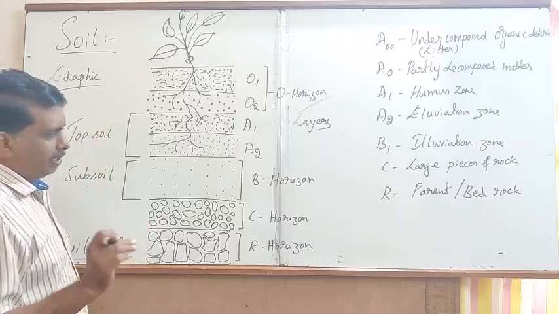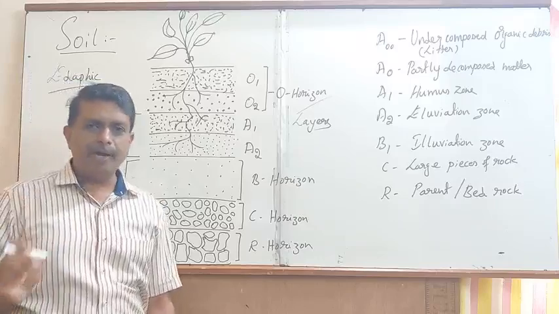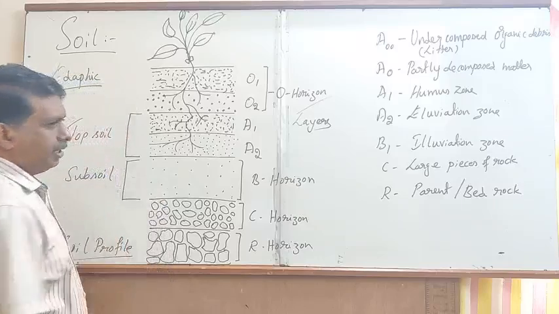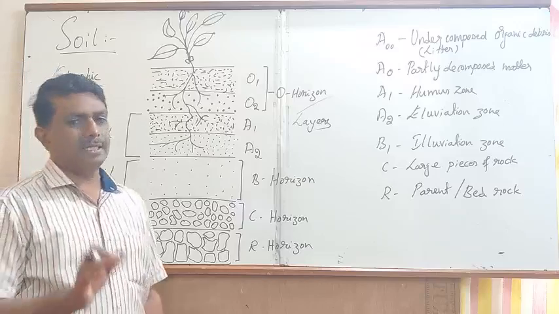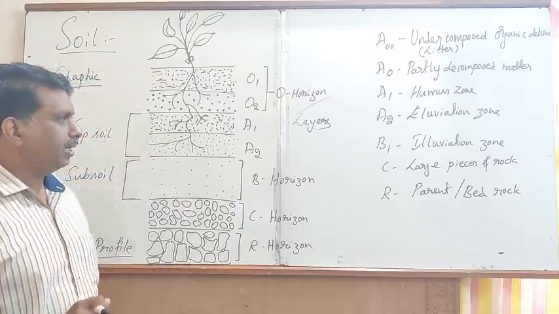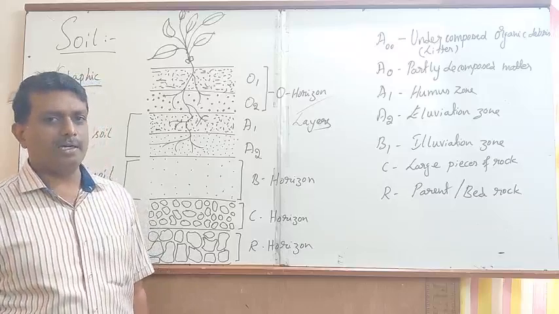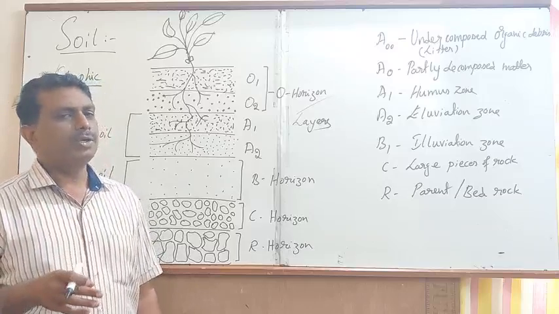Below the A horizon, you can find the presence of B horizon. The B horizon is the subsoil. In addition to the mineral derivatives in soil, you can find the presence of water.